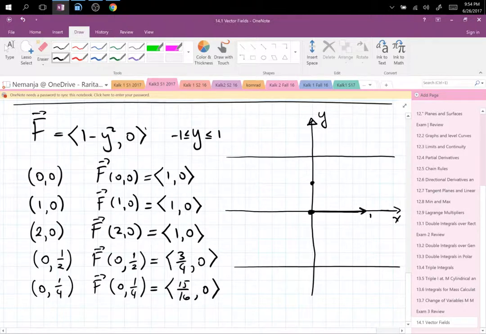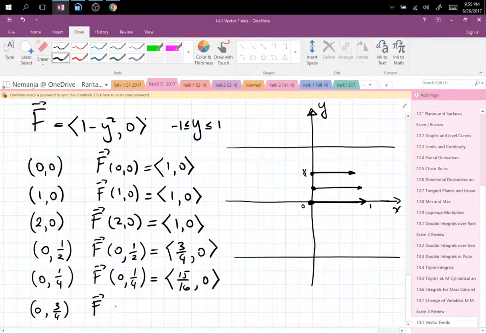So I have 1/4. 1 minus 1/4 is 3/4. Looks like this. So that's when it's at half. This is when it's at 0. Now, 1/4 is right here. And then I get 15/16. It's right there. What's happening at 0 and 3/4? 0 and 3/4 is going to give me 9/16.